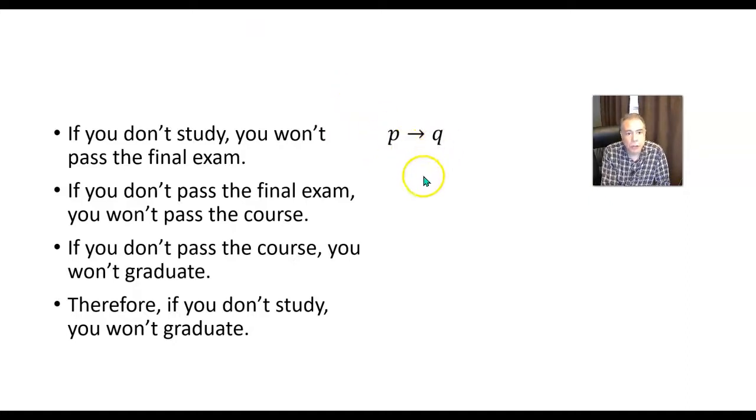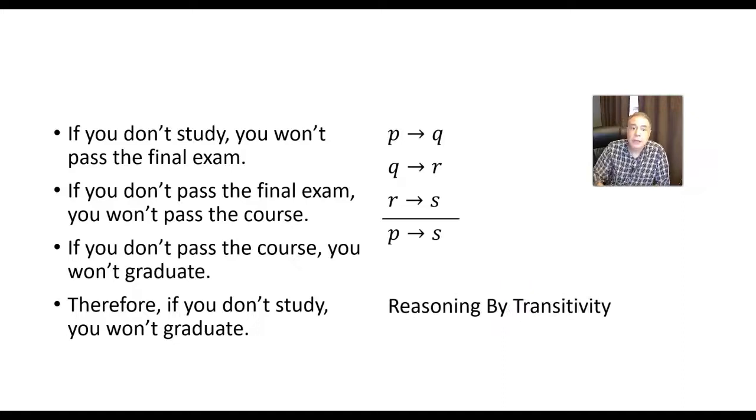If P, then Q. If Q, then R. If R, then S. I had to use a new symbol, S. Therefore, if P, then S. Well, this is valid reasoning by transitivity, just with one extra step, but P implies Q, which implies R, which implies S. So by that chain of reasoning, P implies S. If you know P is true, then you can deduce that S must be true. So that is valid.